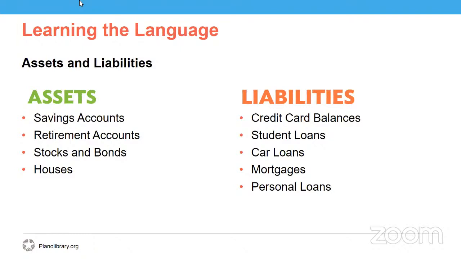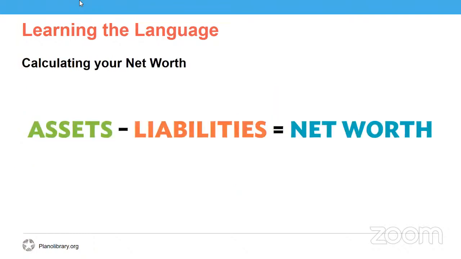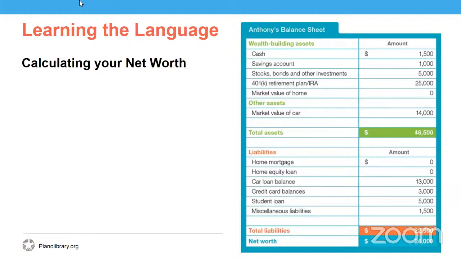So your net worth is the simplest way to calculate your wealth, is to figure out your net worth. And that's a real general, simple calculation here. To calculate your net worth, add up all your assets and then subtract all your liabilities. So here's an example of a balance sheet, and you can create a simple balance sheet to calculate your net worth.